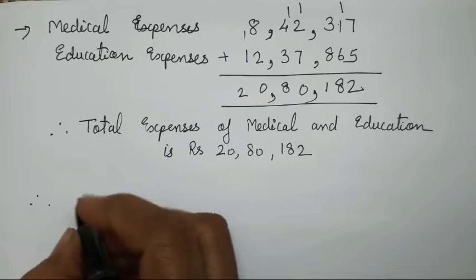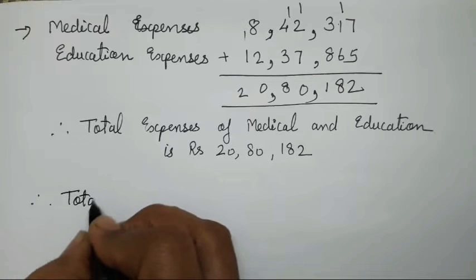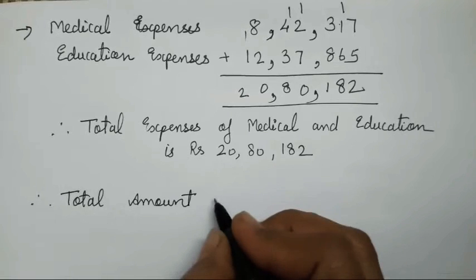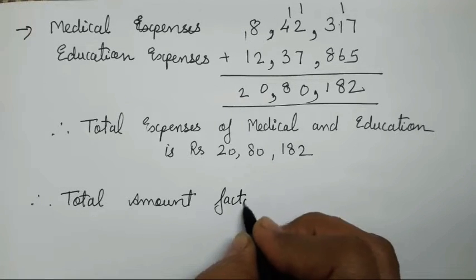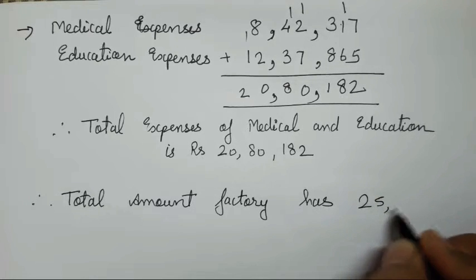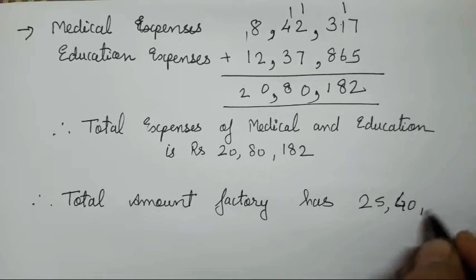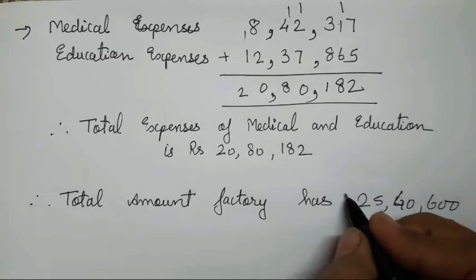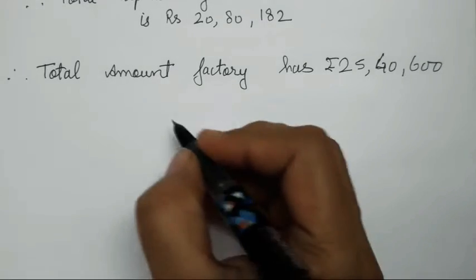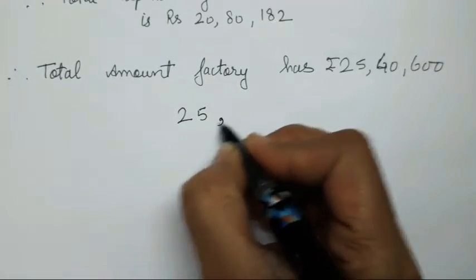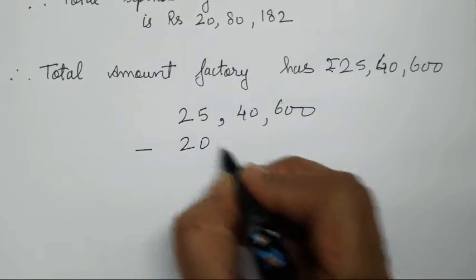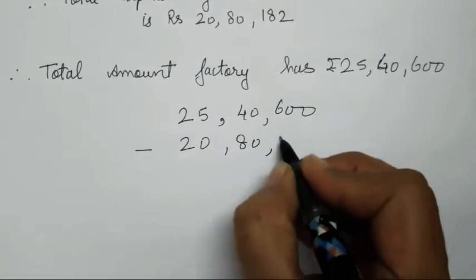So therefore total amount of factory has, that is 25 lakhs 40,600 rupees. Now you all have to subtract these two total amounts. So I will write the bigger amount first, that is 25 lakhs 40,600 minus 20 lakh 80,182.